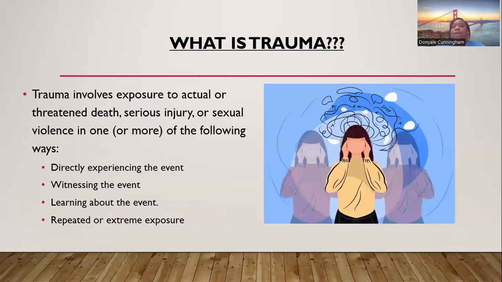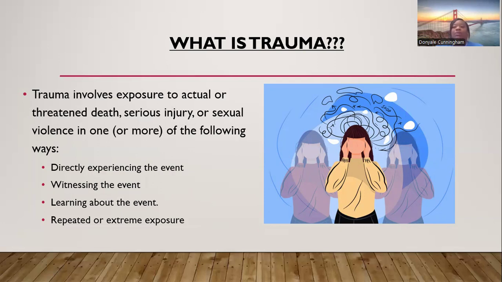And so now we're going to go into what is trauma. In the DSM-5, trauma is specifically defined in the context of post-traumatic stress disorder, which is PTSD. It involves exposure to actual or threatened death, serious injury, or sexual violence in one or more of the following ways. A resident can be directly experiencing the traumatic event. They can develop trauma by witnessing it, whether that is in person or witnessing the event happening to others.